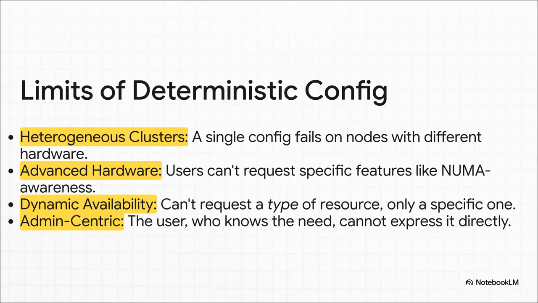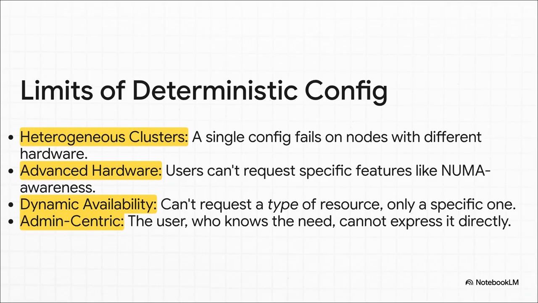This is where that rigid, deterministic model starts to show its age. Let's really break these points down. First, heterogeneous clusters. Imagine a cluster that's grown over time. Some nodes have 10 gigabit NICs, newer ones have 100 gigabit NICs from a different vendor. You can't have one single static CNI configuration file that works for both. The admin is forced into complex workarounds.